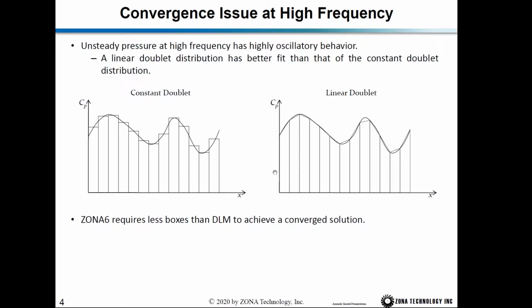The unsteady pressure at high frequency has highly oscillatory behavior. A linear doublet distribution has a better fit than a constant doublet distribution. So if you use a constant doublet to try to capture this oscillatory CP, you need a lot of boxes. But if you use a linear doublet to capture this highly oscillatory CP distribution, you need fewer boxes. So ZONA6 requires fewer boxes than the DLM to achieve a converged solution.